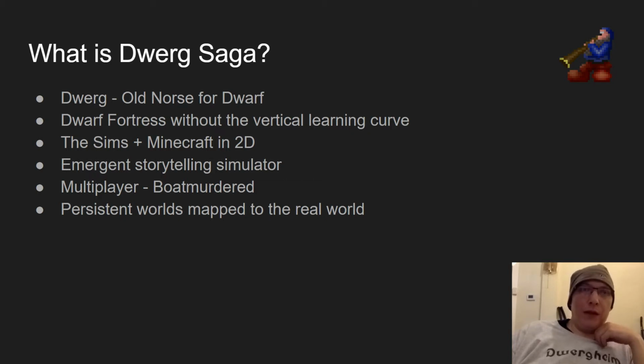The popularity of Dwarf Fortress was given a boost by a group of players who shared successive games and wrote a story about it. So there's a desire for multiplayer in Dwarf Fortress. I like the idea of going out into the real world, finding stuff and bringing it back to my game at home. This is what has motivated me to create a persistent world mapped to the real world. So how does that work?